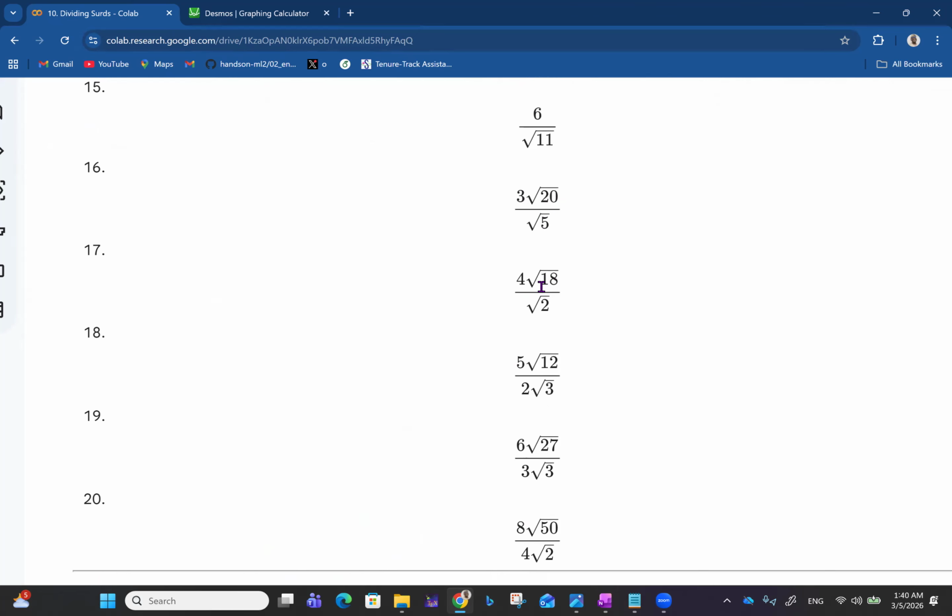Then here we have 4 root 18 over root 2. Okay, in fact, instead of wasting time the other time, I could have just said 3 roots 20 over 5. That's 3 roots 4, which is 2. 3 times 2 is 6. Easy. That's even easier.